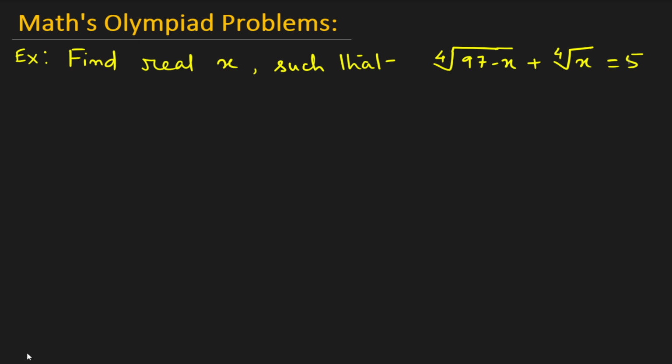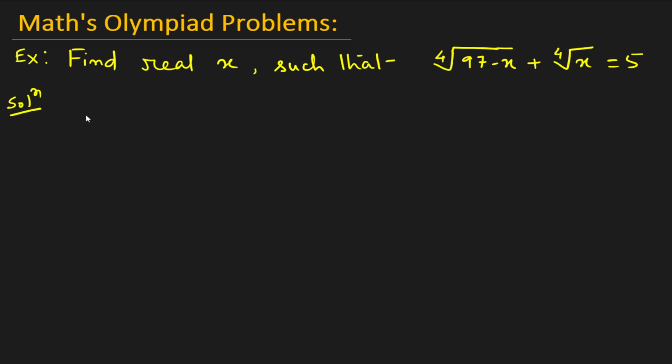Today we are going to solve a very fine Olympiad problem. So let's see the problem. Here we have to find the real value of x, and what is the equation? The fourth root of 97 minus x plus the fourth root of x is equal to 5.